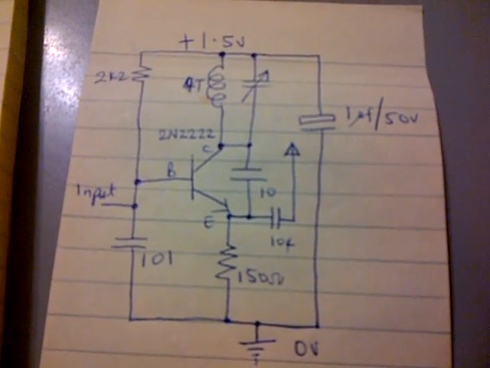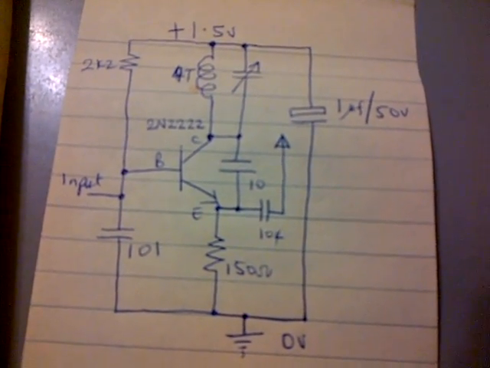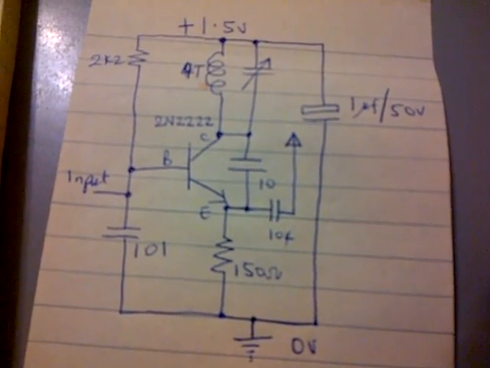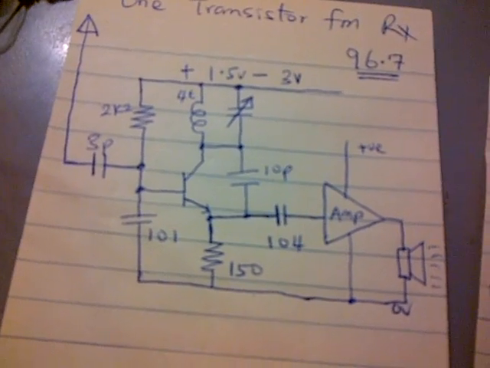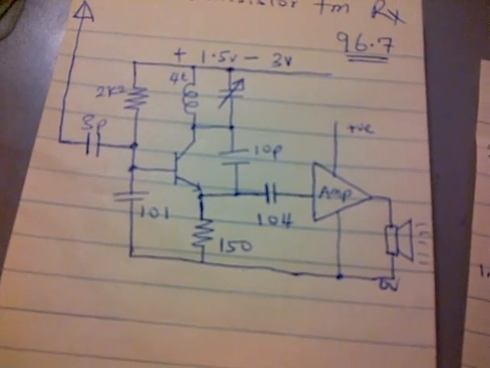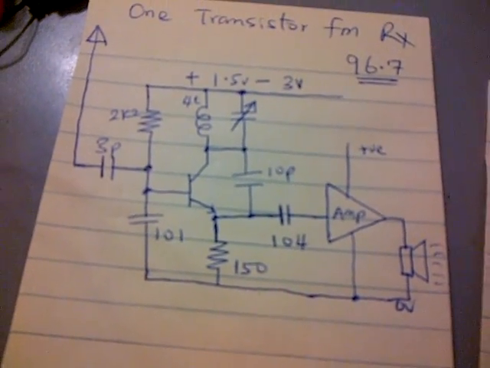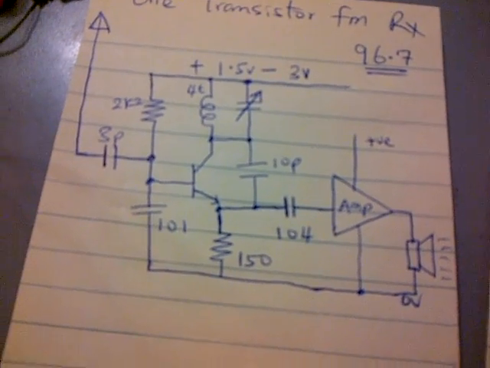May I say off the top here that every FM transmitter, especially a one-transistor FM transmitter, can easily be transformed into a one-transistor FM receiver. And what we're going to show you here is how we're able to transform our one-transistor FM transmitter into a one-transistor FM receiver. And it's quite simple to achieve.